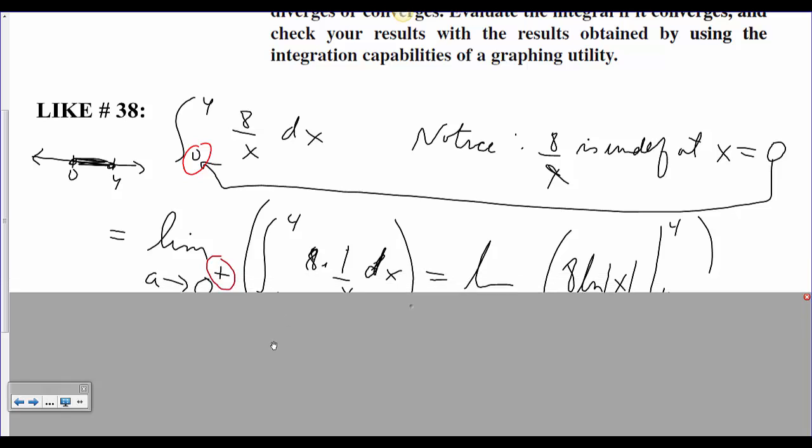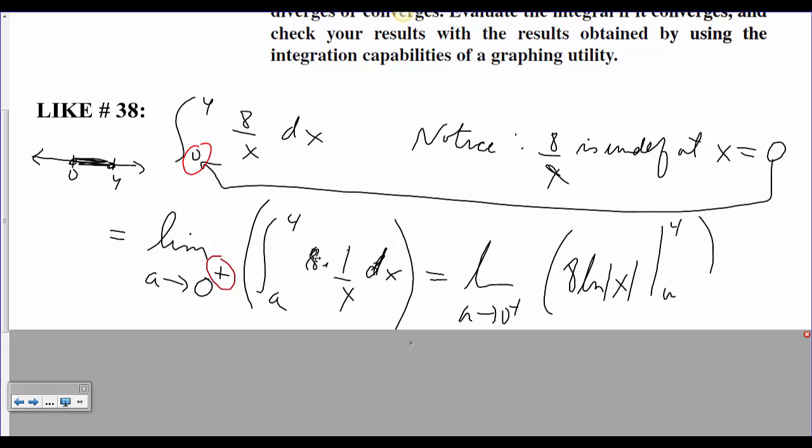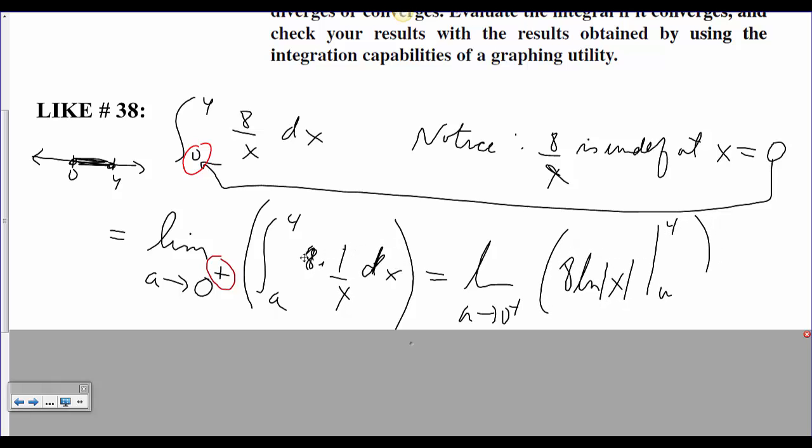So what we have is the limit as x approaches 0 from the right. That's going to be important, from the right, and that's because we're between 0 and 4. If you're between 0 and 4, you're to the right of 0. Okay, so you're going to rewrite that 0 as a, and you're going to have the limit as a approaches 0 from the right. The limit's the last thing we're going to do.